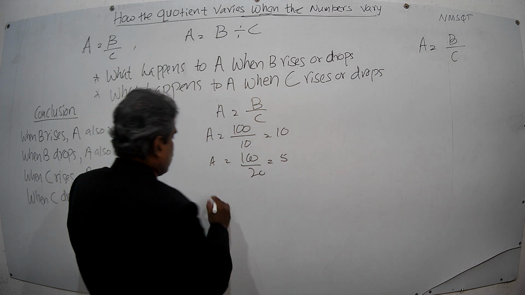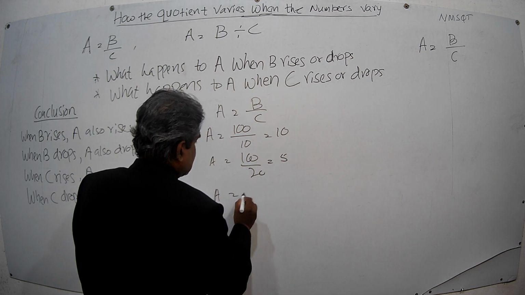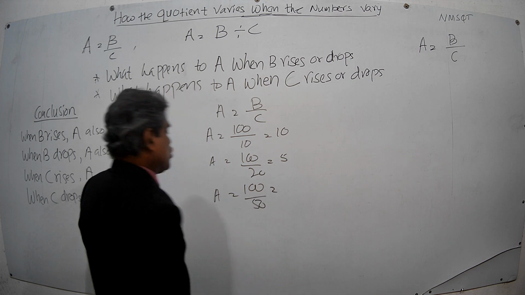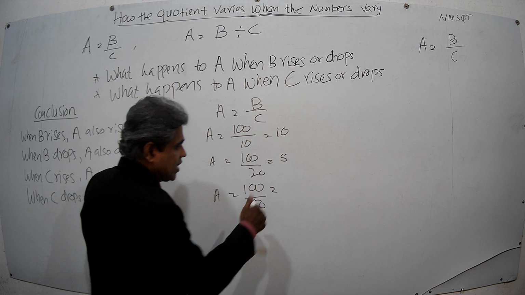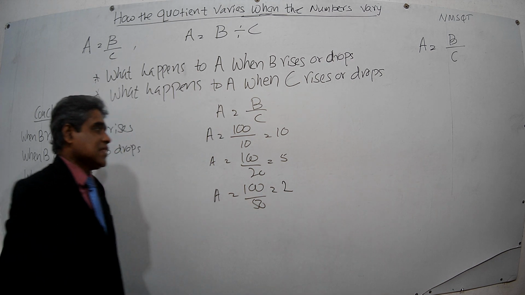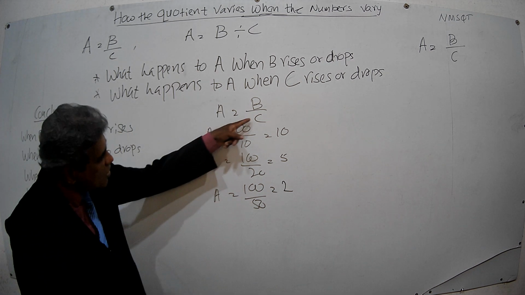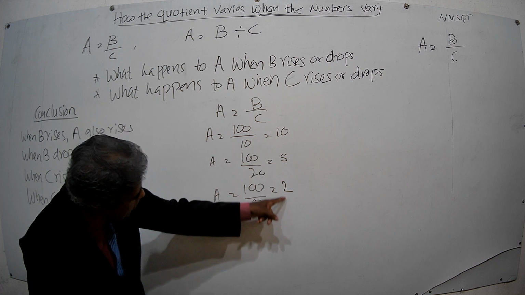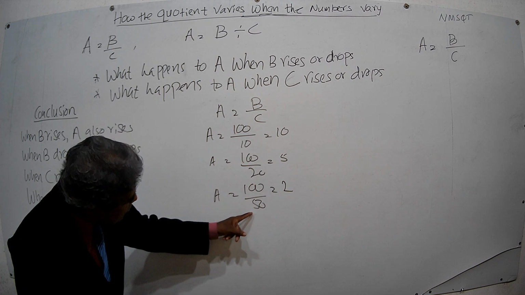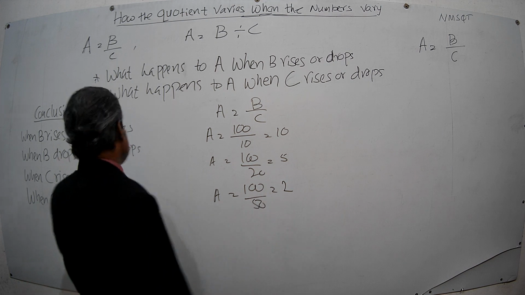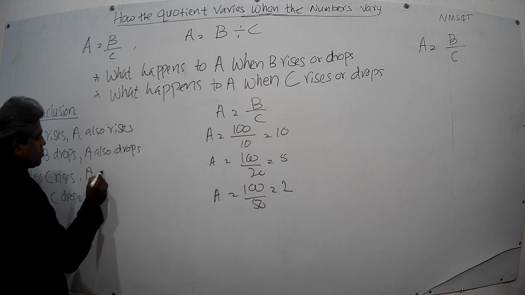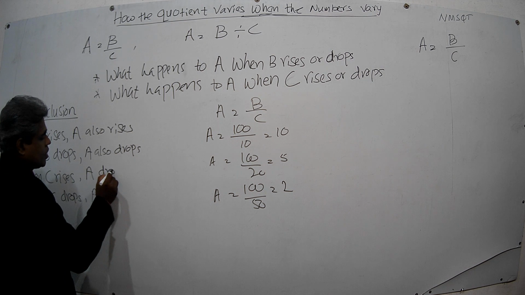Now again, 100 divided by 50. The C value has been increased to 50, then it will be 2. Okay. Now what has happened? When C increases, what happened to A? A has decreased. When C increases, A decreases. That is the principle. When C rises, A drops.